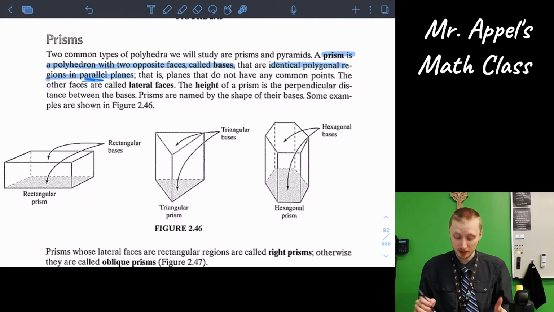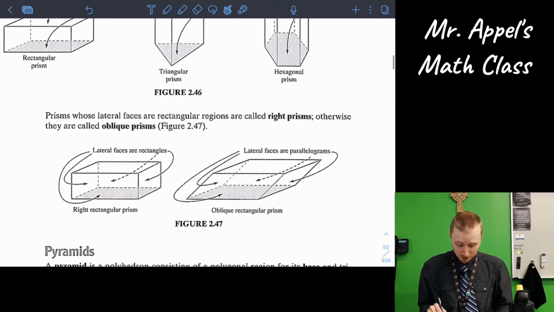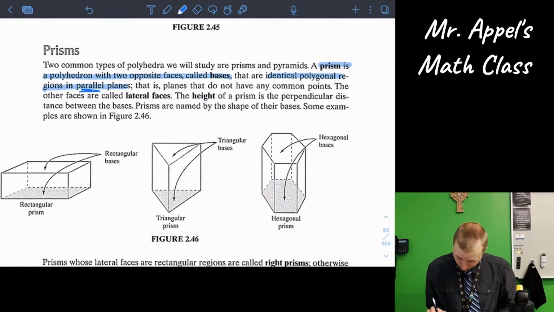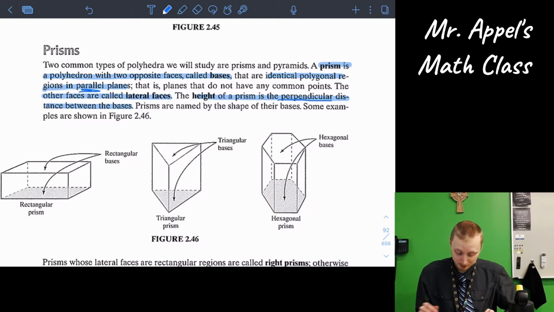I don't have a hexagon piece. Now, did that get, oh, let me highlight that, right? The other faces are called lateral faces, and the height of a prism is the perpendicular distance between the bases. Okay, notice it has to be perpendicular. We'll get to when that isn't in a moment.